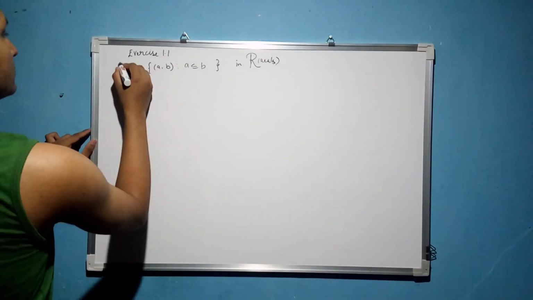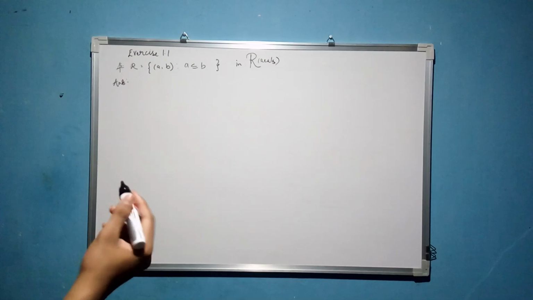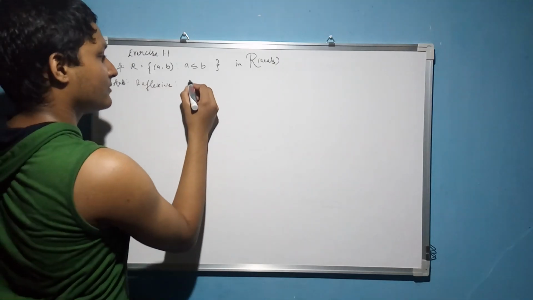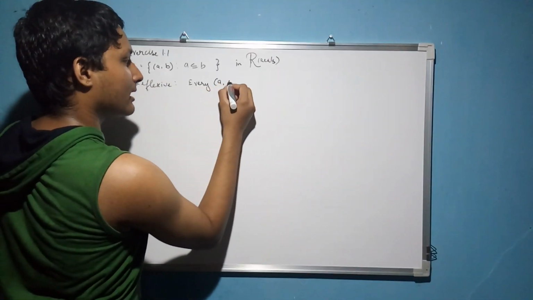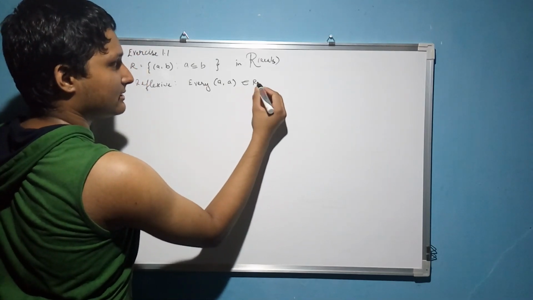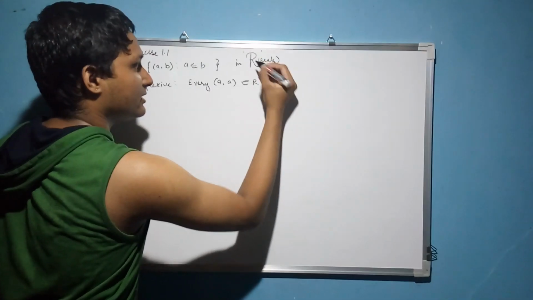Now we are going to have the fourth question of the exercise 1.1. The question says relation R is equal to (A, B), where A is less than or equal to B in the set of real numbers. We need to show that the relation is reflexive and transitive but not symmetric. Now we know what we have to prove. So it's easier than the previous one. So to show that it's reflexive, you need to just show that every (A, A) belongs to the relation R. I am here showing the relation R. This big R is a set of real numbers, so that I can just differentiate between those two.